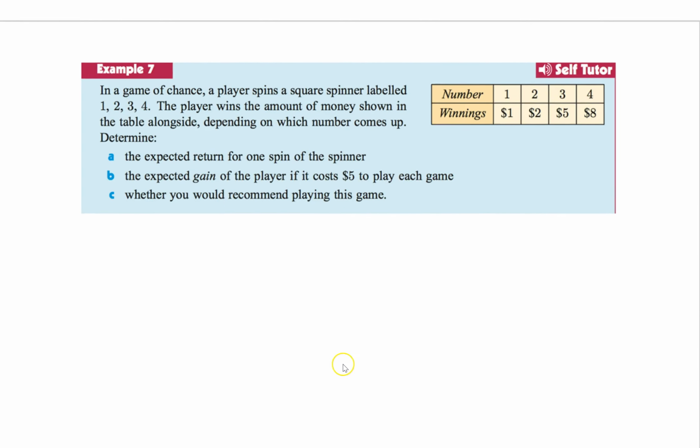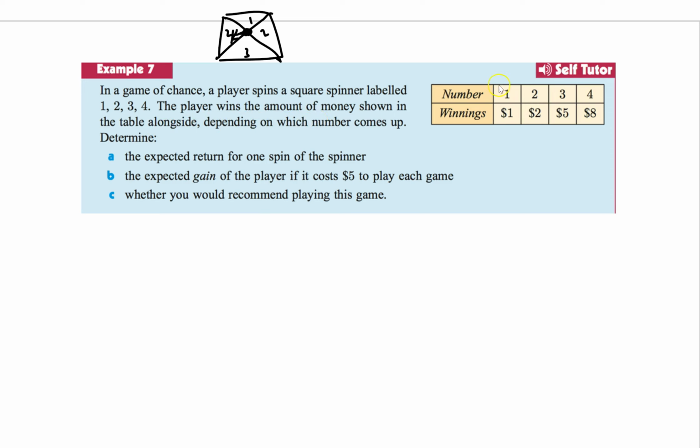Let's do a quick example to show what we're talking about. In the game of chance, the player spins a square spinner labeled 1, 2, 3, 4. So right here's my square spinner. I don't need to draw this on the board. 1, 2, 3, 4. The player wins the amount of money shown on the table alongside, depending on which number comes up.